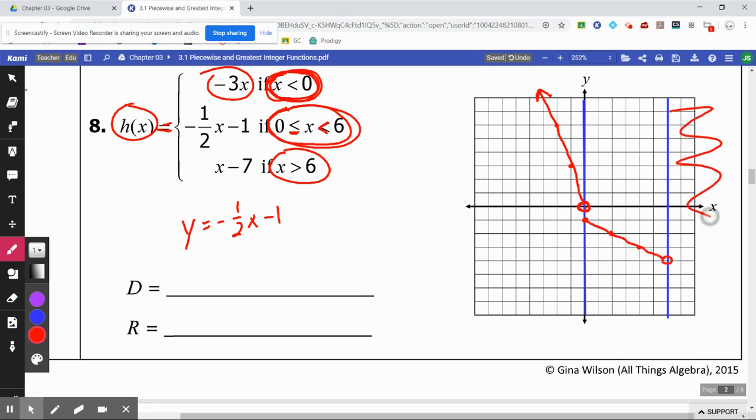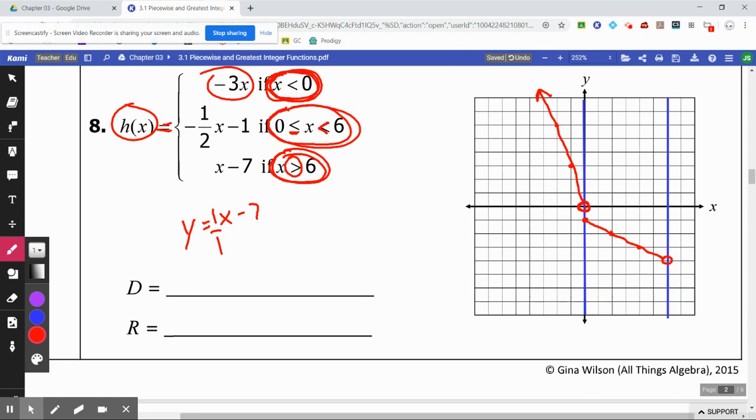And then for the third portion of our graph, over here, for everything greater than 6, I'm going to graph y equals x minus 7, which means I have a y-intercept of -7 and a slope of 1. Okay, am I going to include my values at 6, though? It says x is greater than 6, which is odd. We'll talk more about that in just a second. But we're not including 6 again.